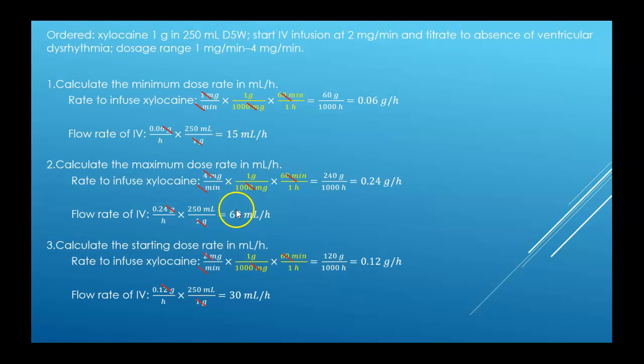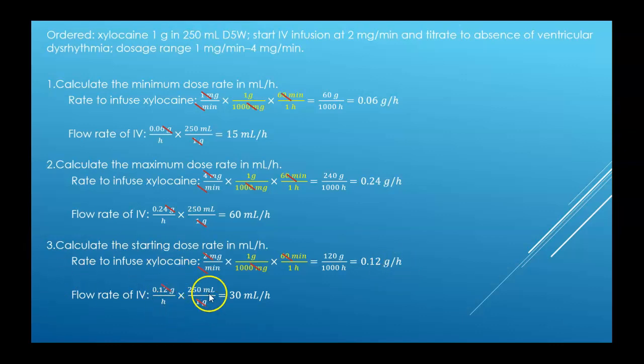So that's your minimum, your maximum, and now our starting. And again, the only thing I changed in this calculation is right here, the 2. The minimum was 1, maximum was 4, starting is 2. So 2 milligrams per minute, change it to grams, change it to hours, 0.12 grams per hour.